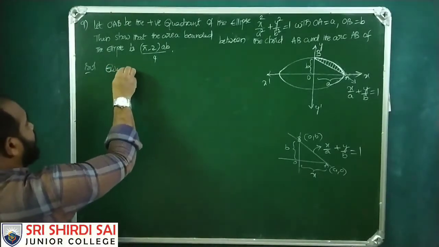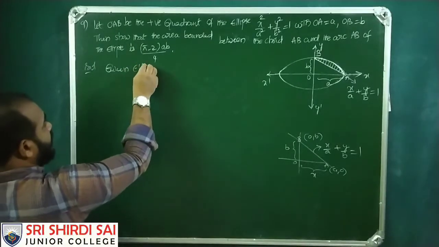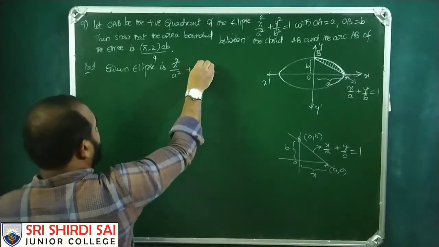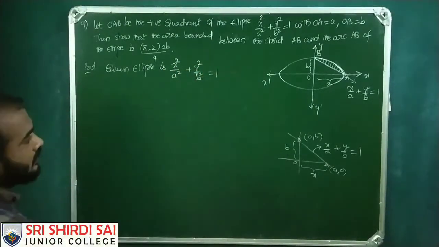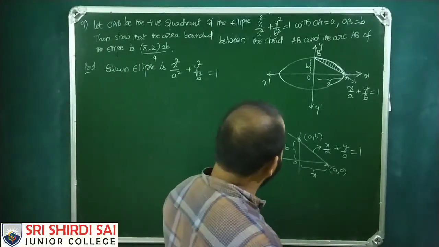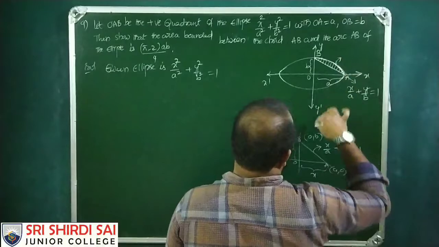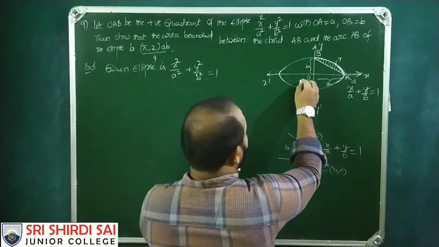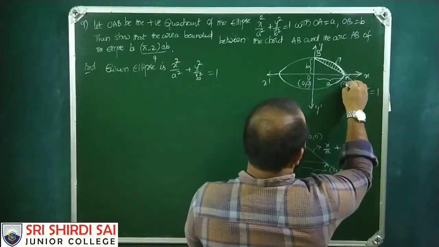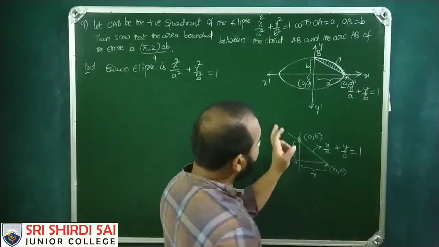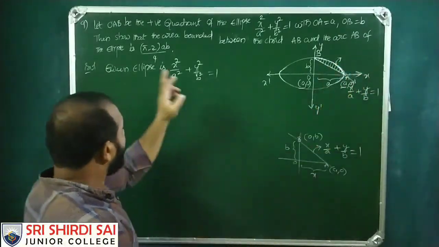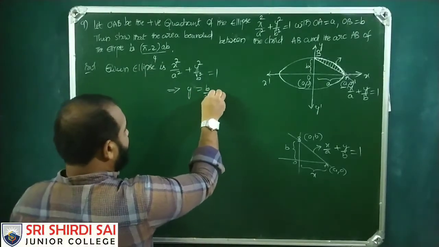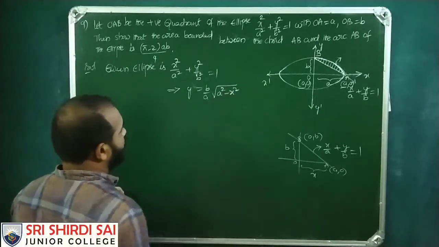So therefore, the given ellipse is x square by a square plus y square by b square is equal to 1. Here the area of the region bounded by this arc and this chord, between 0 and a, is integral from 0 to a of y dx. So y, as in the last problem we discussed, is b by a times plus or minus square root of a square minus x square.